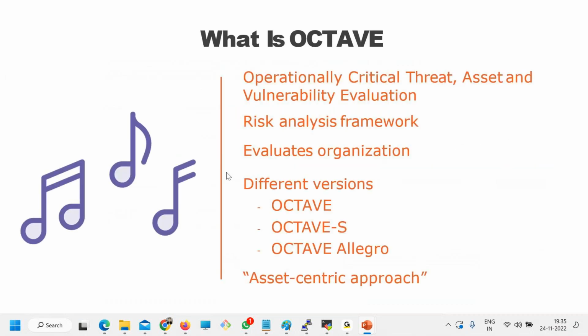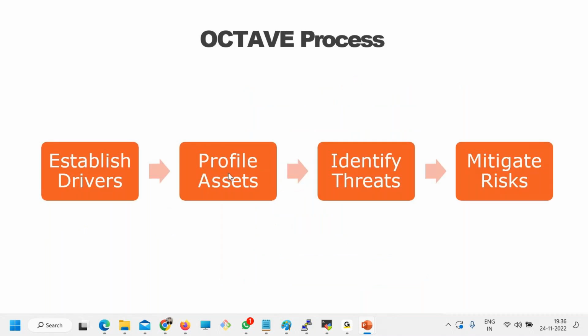Octave. So what is Octave? Octave is one of the methodologies, which stands for Operationally Critical Threat, Asset and Vulnerability Evaluation. This is an asset-centric approach, by the way. It is a risk analysis framework that evaluates the organization, with different versions of Octave: Octave, Octave-S, and Octave Allegro, and these are the different versions of practices which you have. So this is also being used. The Octave process includes establishing drivers, profiling assets, identifying threats, and mitigating risk. These are the 4 areas you have to divide the work into if you want to work with Octave.